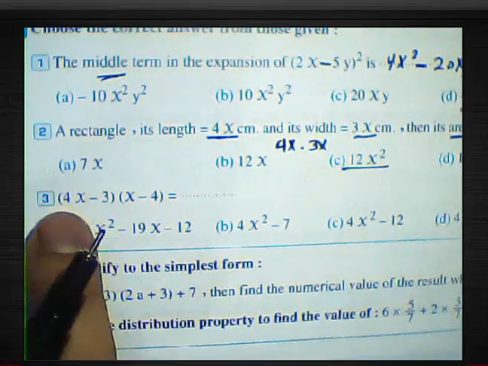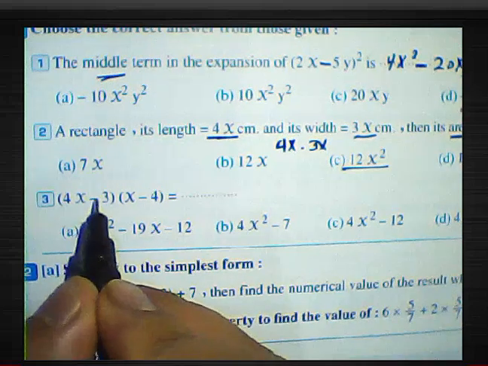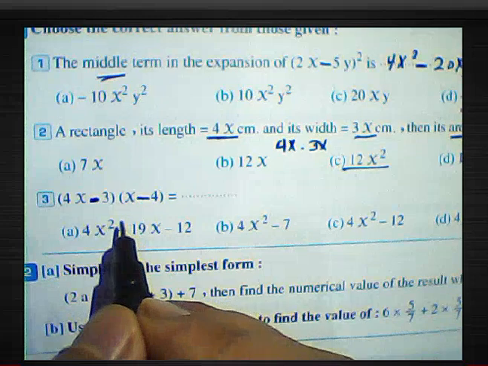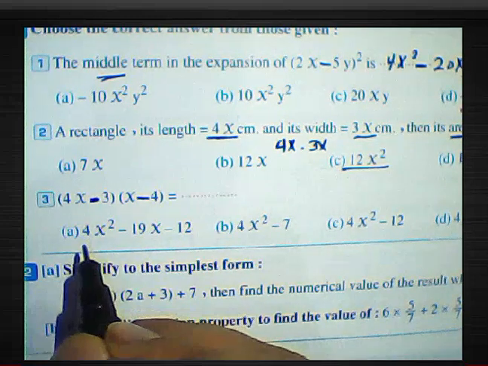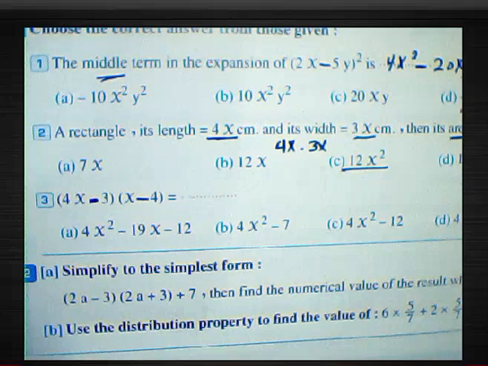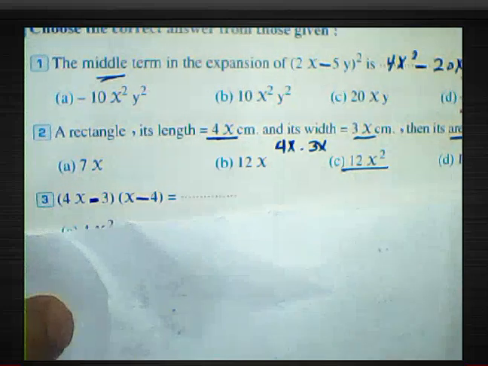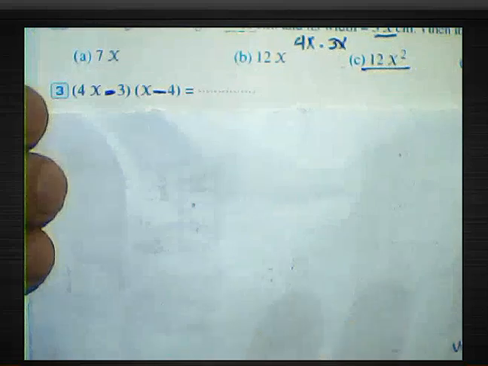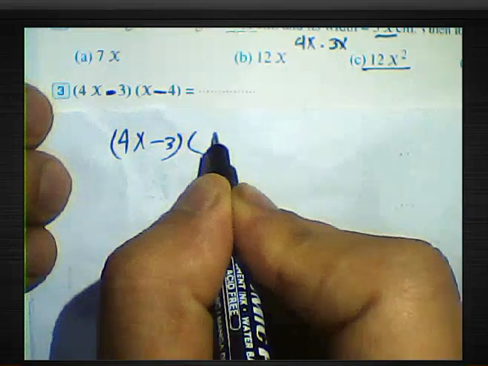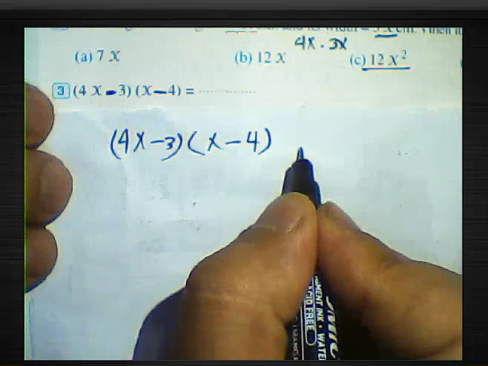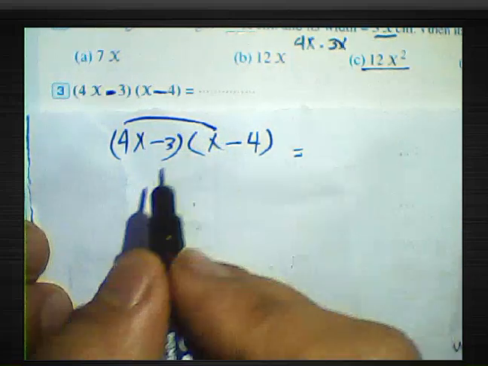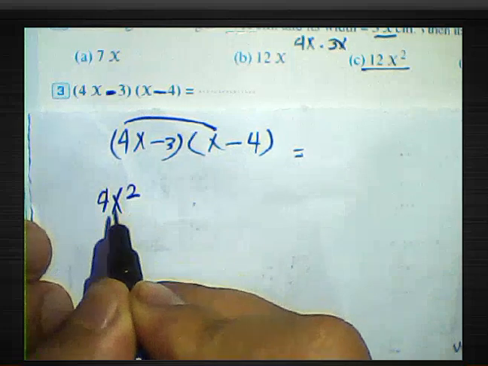Okay, question number 3. (4x minus 3) multiplied by (x minus 4). We have two expressions here. We can use 4x times x equals 4x squared. Look with me at the steps here. Next paper. 4x minus 3 multiplied by x minus 4. We can find the result by first times first: 4x times x equals 4x power 2.